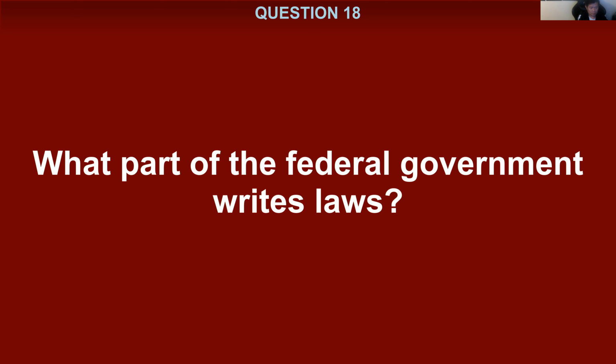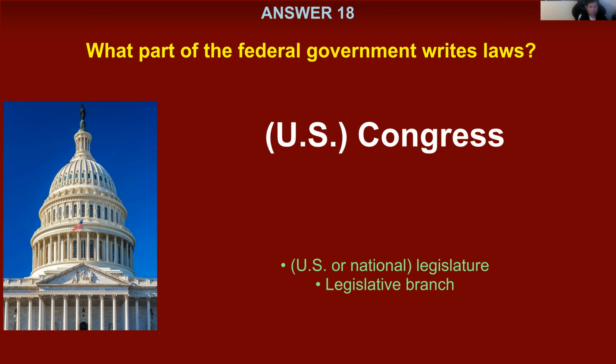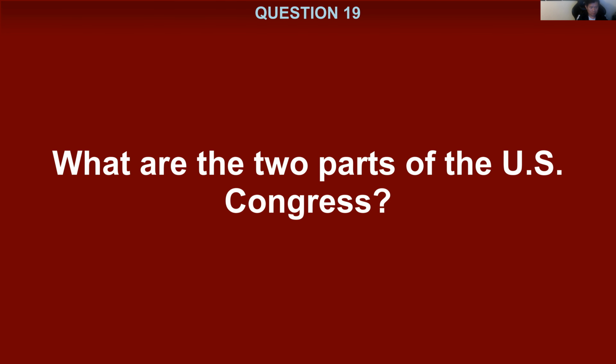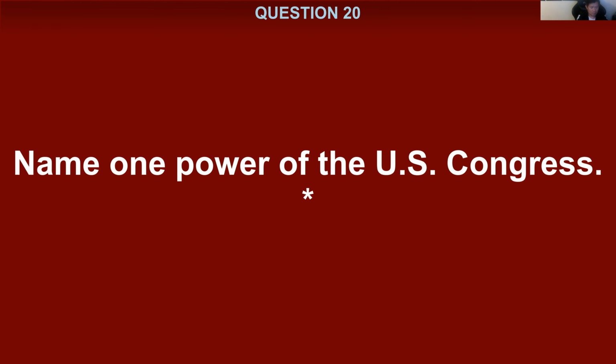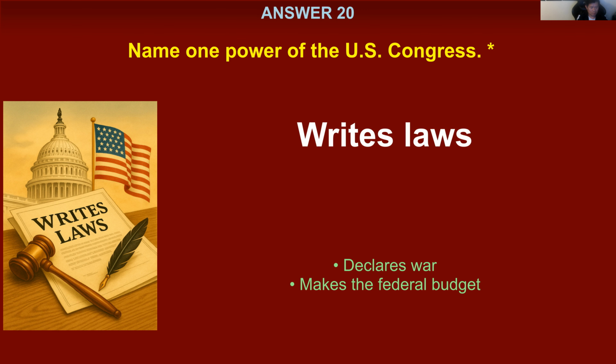What part of the federal government writes laws? U.S. Congress. What are the two parts of the U.S. Congress? Senate and House of Representatives. Name one power of the U.S. Congress. Writes laws.